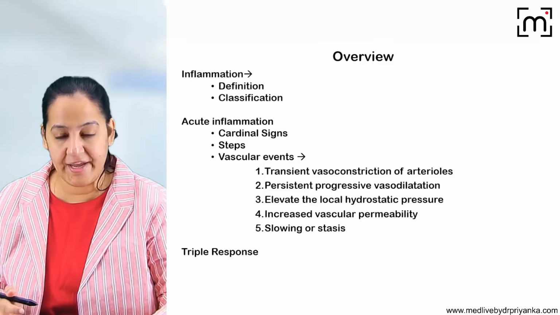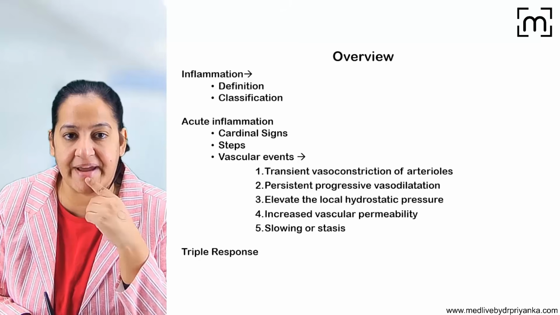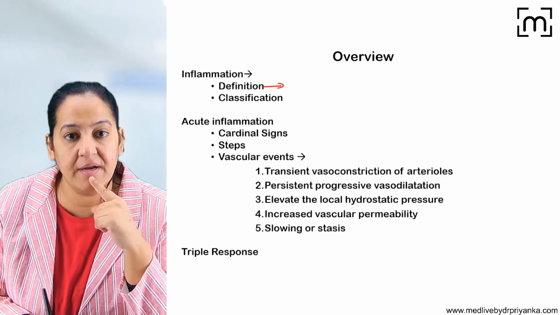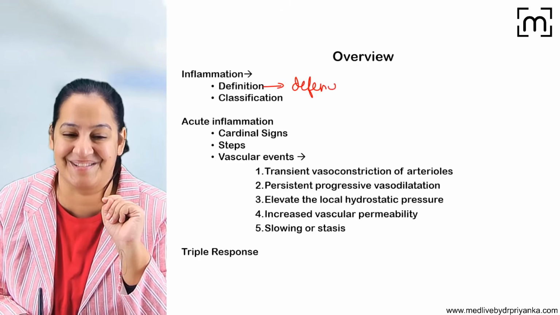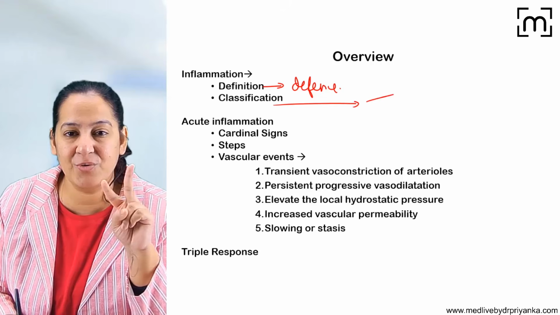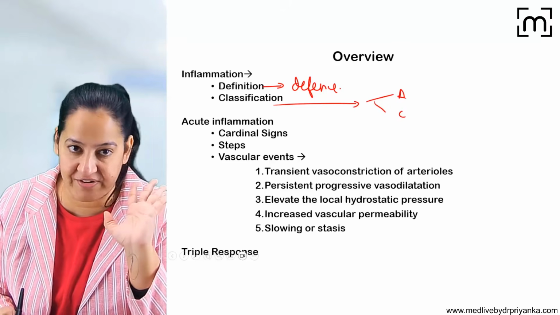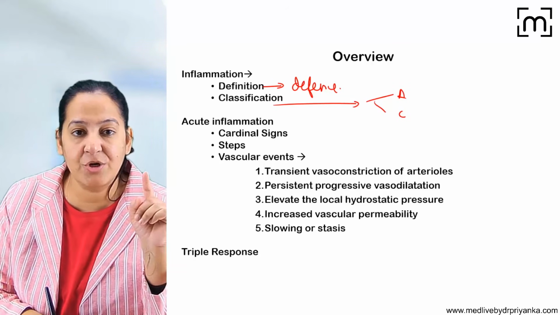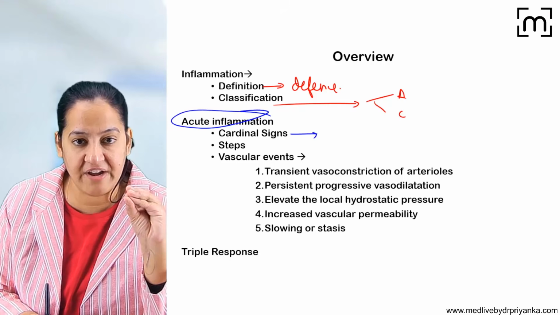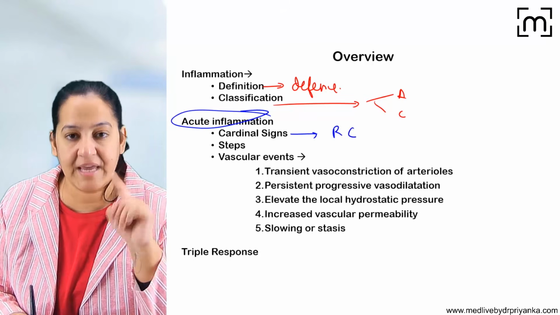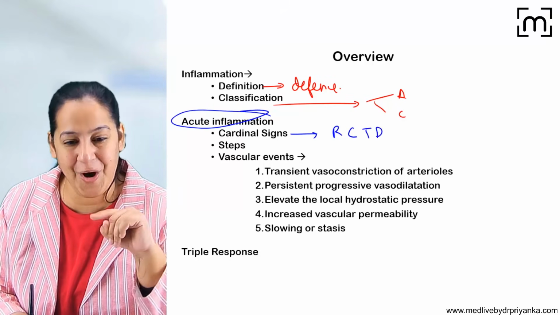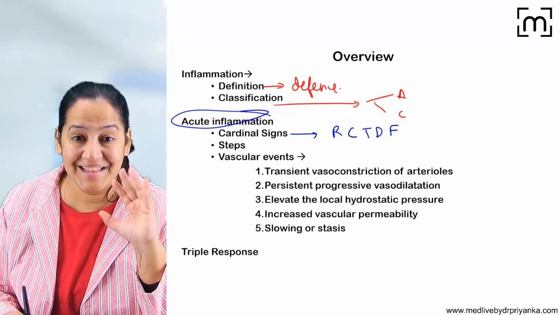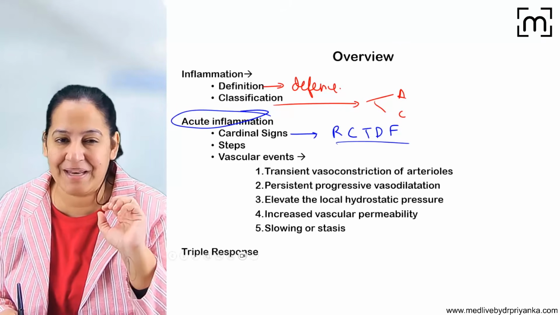Let's revise it quickly. If this long question comes in your exam, what are you going to write? First, write down the definition of inflammation. It's the body's defense mechanism. What is the classification? There are two types of inflammation, acute and chronic, and you know the differences between them. In acute inflammation, there are 5 cardinal signs: Rubor, Calor, Tumor, Dolor, Functio laesa. This is Latin, and you know the meaning of them.